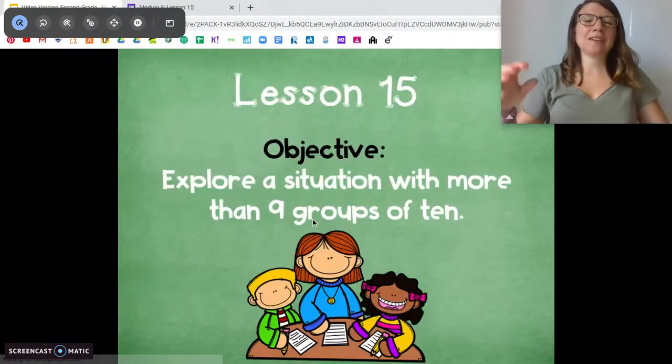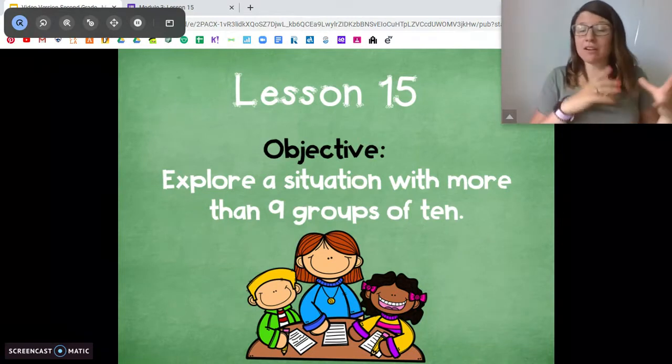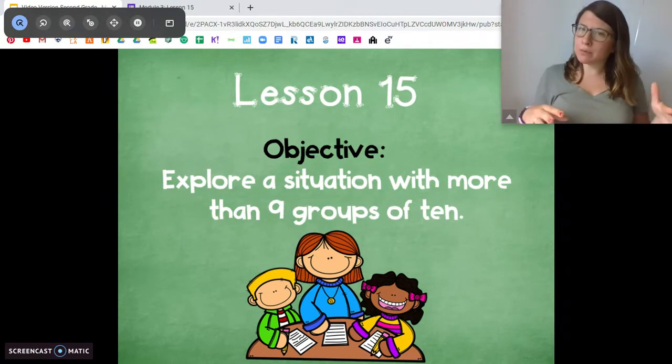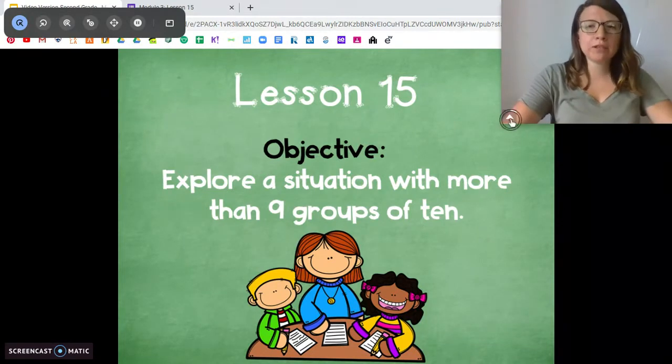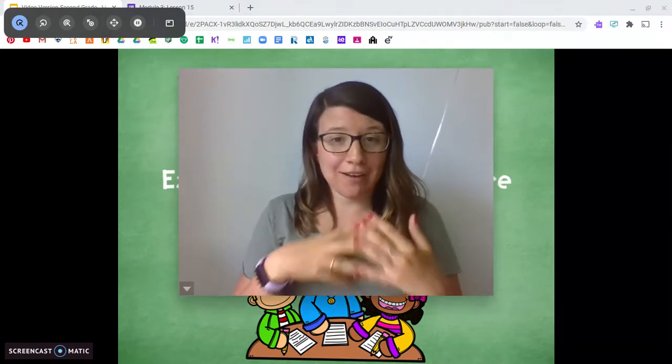Ready? Okay, so again, we're going to be looking at our base 10 units, and we're going to be talking about when there's more than 9 groups of 10. So kind of moving our numbers around, and we're going to work on some word problems today. Before we do that, for our warm-up, we're going to start with comparing numbers.